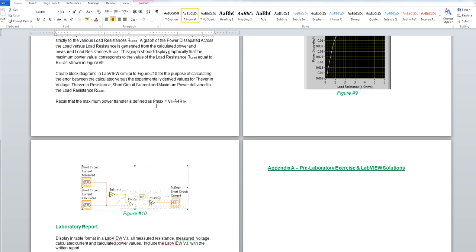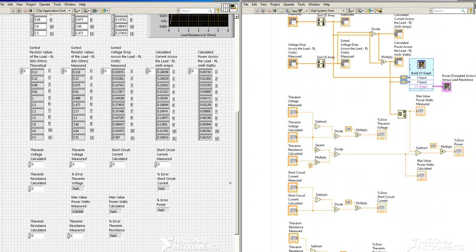Maximum power transfer theorem defines that the maximum power occurs at the Thevenin voltage squared divided by 4 times the Thevenin resistance. With that in mind, we've taken the square of the calculated Thevenin voltage and divided by 4 times the calculated Thevenin resistance. This gives us a theoretical value per the maximum power transfer theorem.